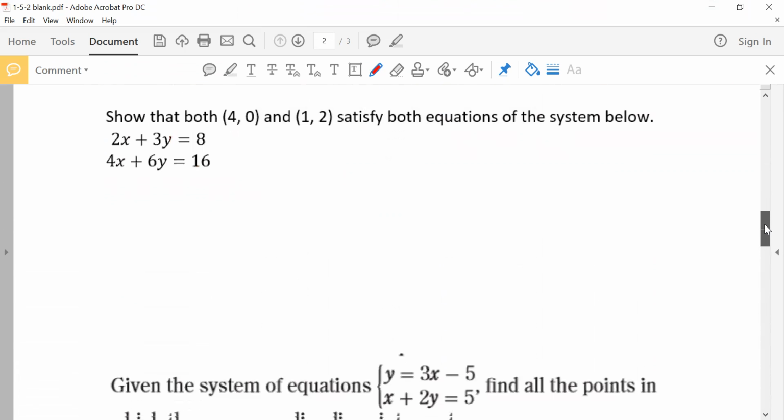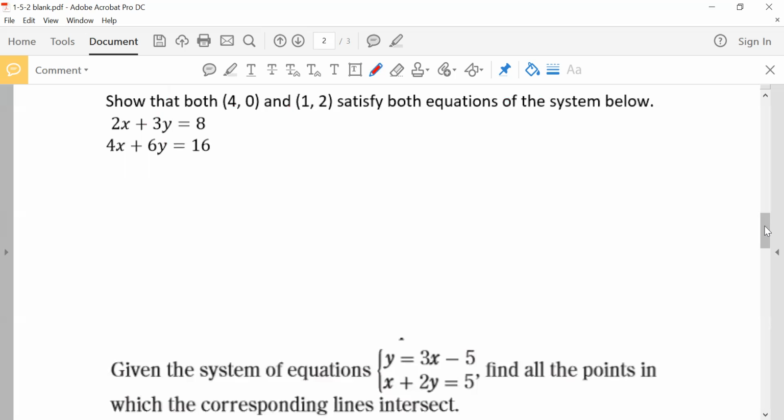Okay, moving along again. Show that both of those points, (4, 0) and (1, 2), satisfy both equations of the system below. This is as easy as just plugging the numbers into the equations. Let's check the top one: 2 times 4 plus 3 times 0 equals 8. Let's just make sure that works for the first point. I'm plugging 4 and 0 into x and y.